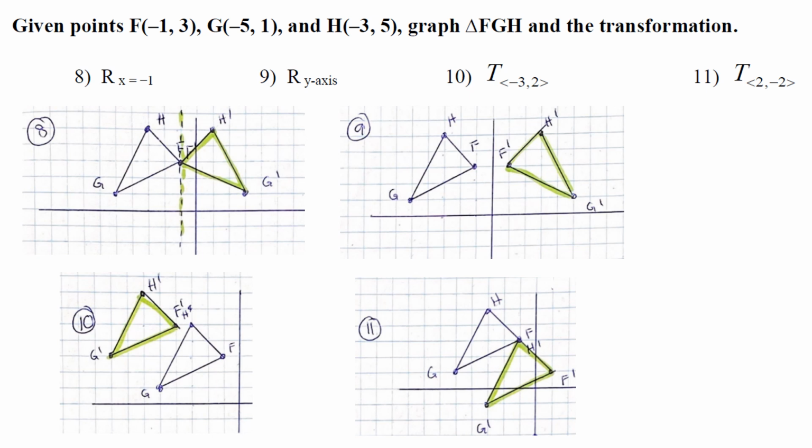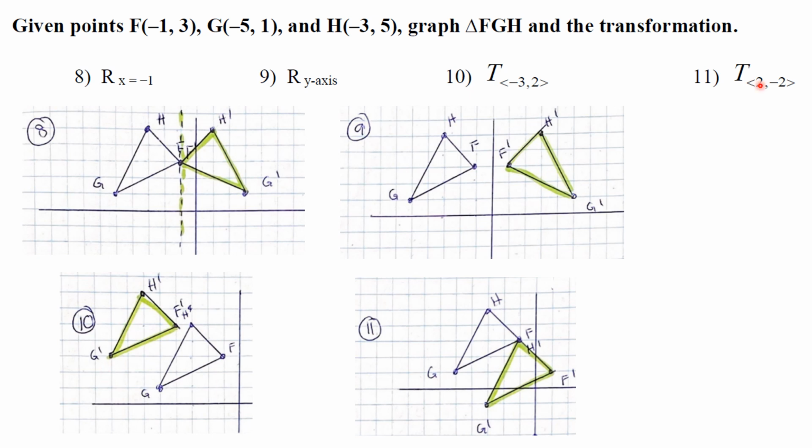So number 8 is going to be reflecting across x equals -1. So we take all our points, flip them over. Number 9, we're reflecting across the y-axis, which of course is our vertical axis right down the middle. So here's my triangle FGH, flip it over the y-axis, make sure you have your points labeled. On number 10, it's just a kind of a regular translation. So we're taking triangle FGH and moving it backwards 3, -3 on the x-axis, up 2 on the y-axis, and there's our new triangle. Make sure you have your points labeled with primes.